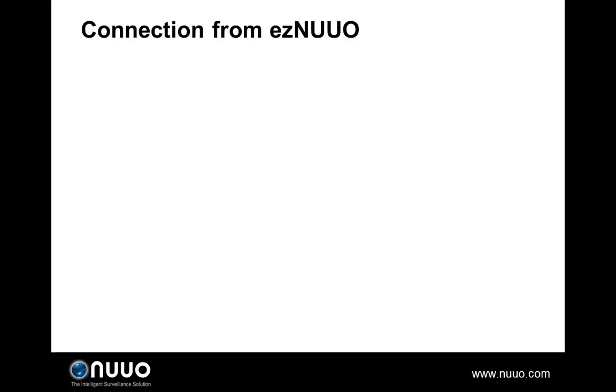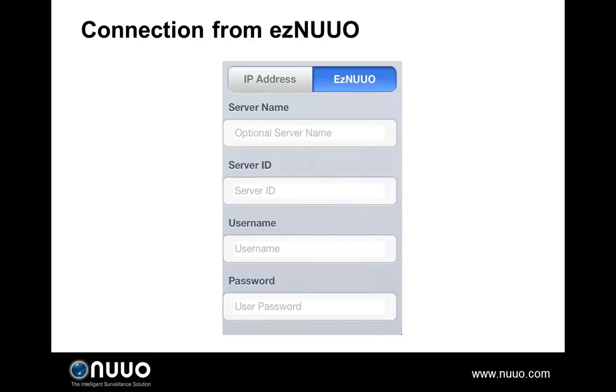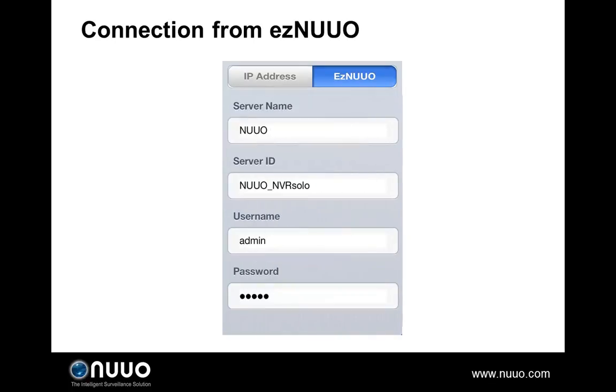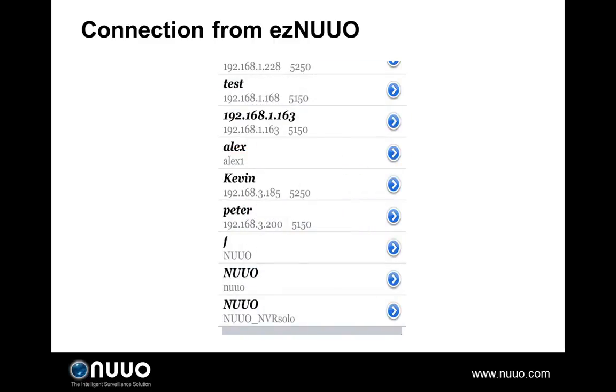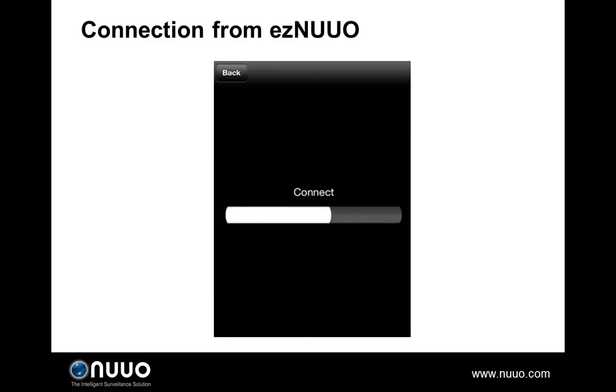The connection from ezNUUO is simpler since you just have to enter the following information: the server name, the server ID, the username, and the password. Here we have entered the requested information. So let's establish a connection with ezNUUO. Keep in mind that for the server name you have to choose it by yourself. Here, NUUO. The server ID corresponds to the server ID that you had previously registered, in our case NUUO NVRsolo. After that, click on Save and go back to the main page, then select the server name that you have just created. From this moment a connection will be established.